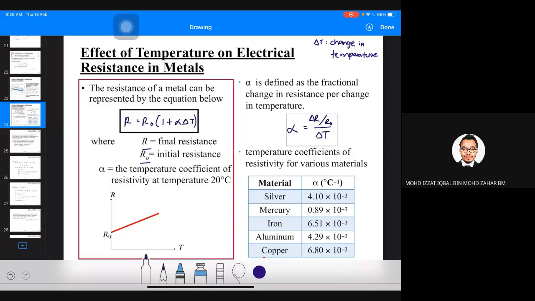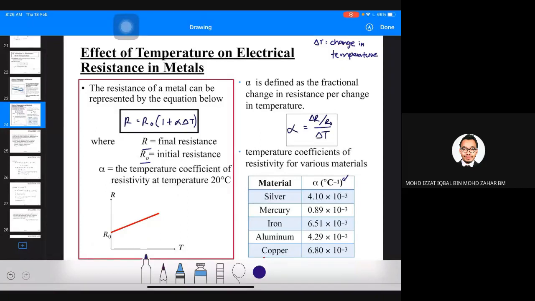And if you notice, the alpha here, we actually use the unit per Celsius. So let's say in the exam, they ask you to calculate alpha, use the unit per Celsius. Whatever value you get, just write it per Celsius. And then this formula, actually I can rearrange.